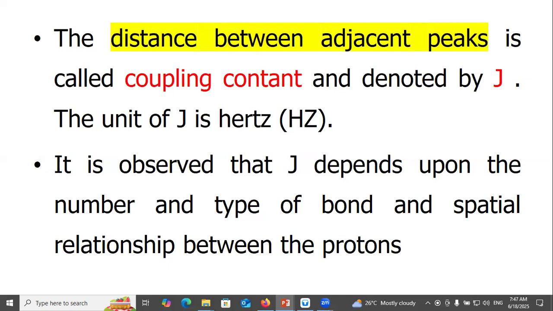The distance between adjacent peaks is called the coupling constant and is denoted by J. The unit of J is hertz. It is observed that J depends upon the number and type of bonds and the spatial relationship between the protons.